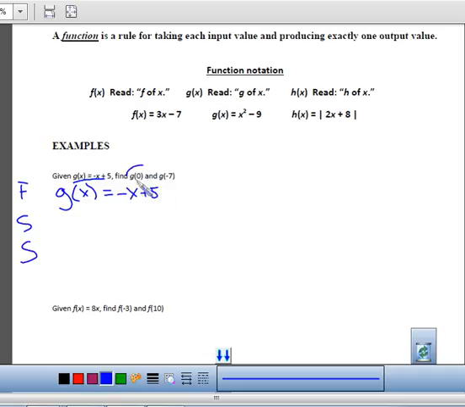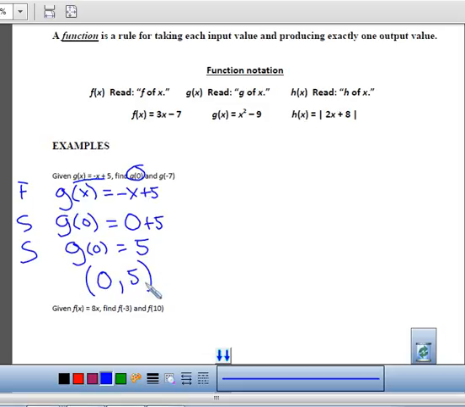So the first one we're going to do is when we have g of 0. So we substitute 0 in for our x value. Now there can't be a negative 0, so it's just 0 plus 5. And 0 plus 5 is just simply 5. So if our input is 0, our output is 5. In other words, we can write this as like a point. The point would be 0, comma 5. Remember, with functions, we see them a lot in graphs.